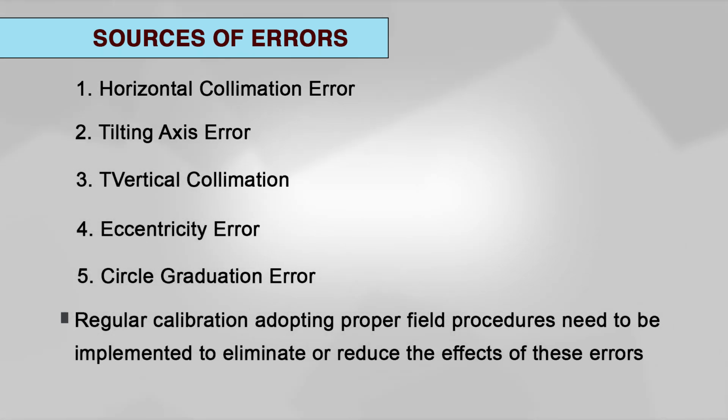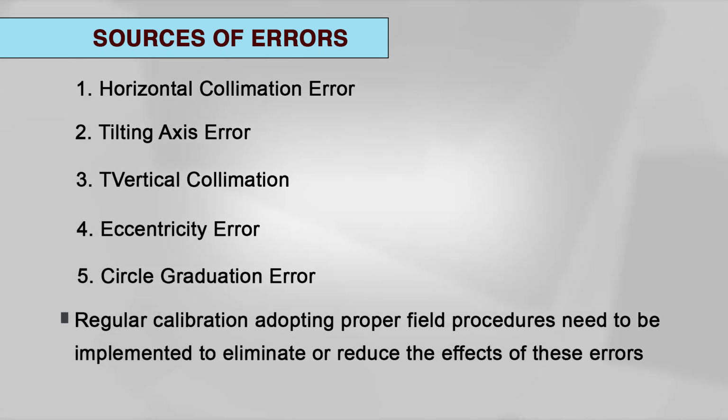The next instrumental error is the vertical collimation error. When the 0 degree and 180 degree line of the vertical circle does not coincide with the vertical axis, this type of error occurs. It affects vertical circle reading and it is eliminated through both face observation.